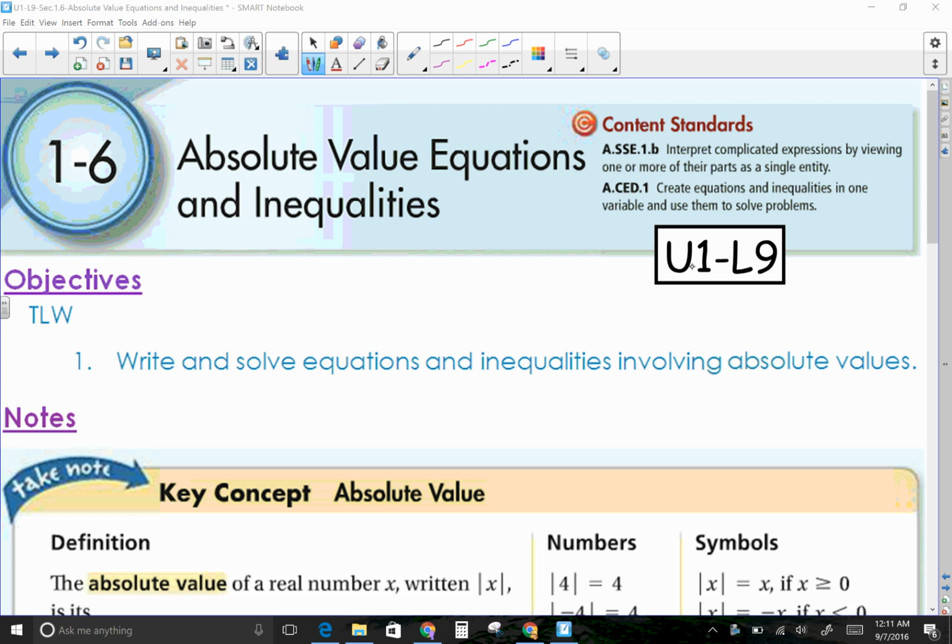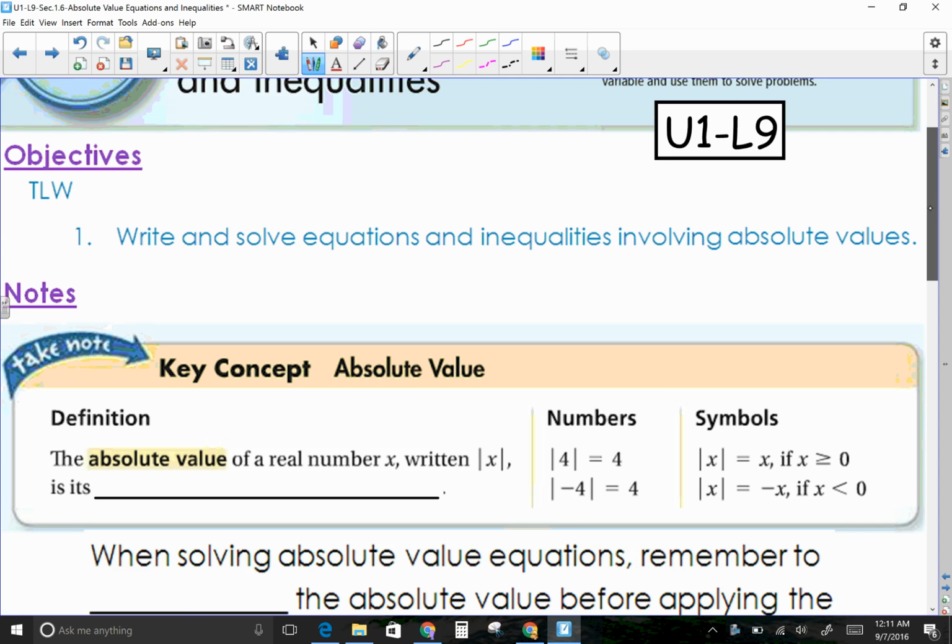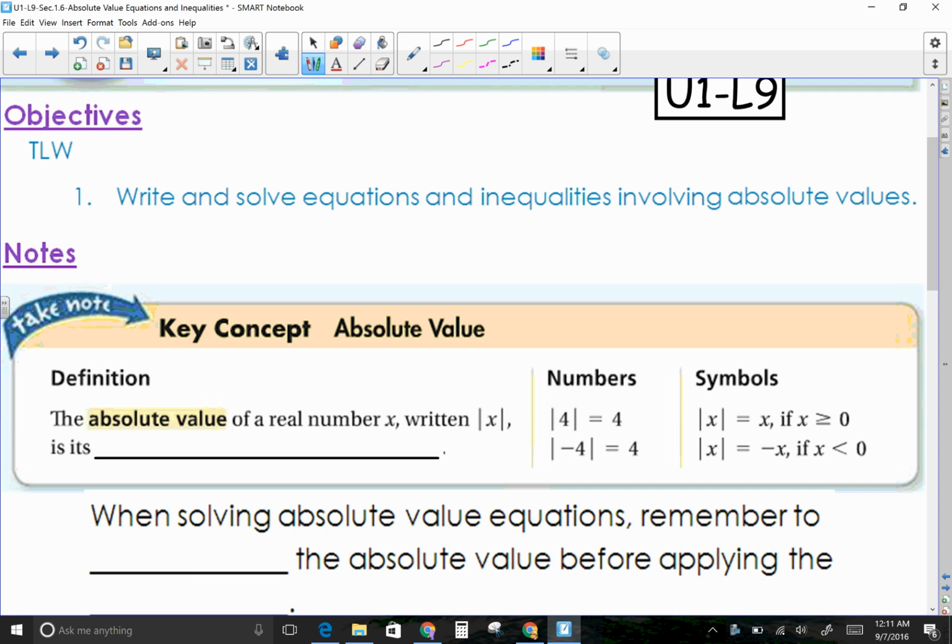Okay, today's lesson is Unit 1, Lesson 9, which is Section 1.6 out of our textbook. We're going to be discussing absolute value equations and inequalities. So, first off, let's talk about what absolute value is.